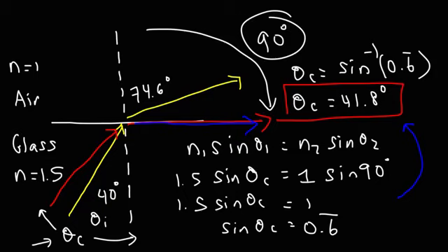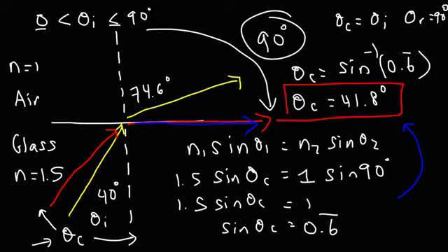So keep in mind, the incident angle could be anything between 0 and 90. The critical angle is a specific incident angle when the refracted angle is 90. So even though the incident angle can take on many values, the critical angle can only take on one value. It is a specific incident angle where the refracted angle is 90. Just want to clarify that in case there was some confusion.